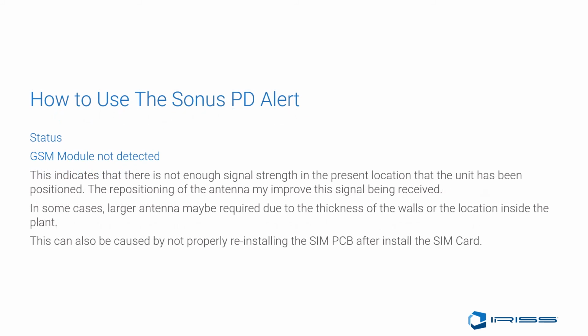GSM module not detected. This indicates that there is not enough signal strength in the location where the unit has been positioned. Repositioning the antenna may improve the signal being received by the Sonos PD Alert. In some cases, larger antennas may be required due to the thickness of the walls or the location inside the plant that the Sonos PD Alert is positioned in. This can also be caused by not properly reinstalling the SIM PCB after installing the SIM card.